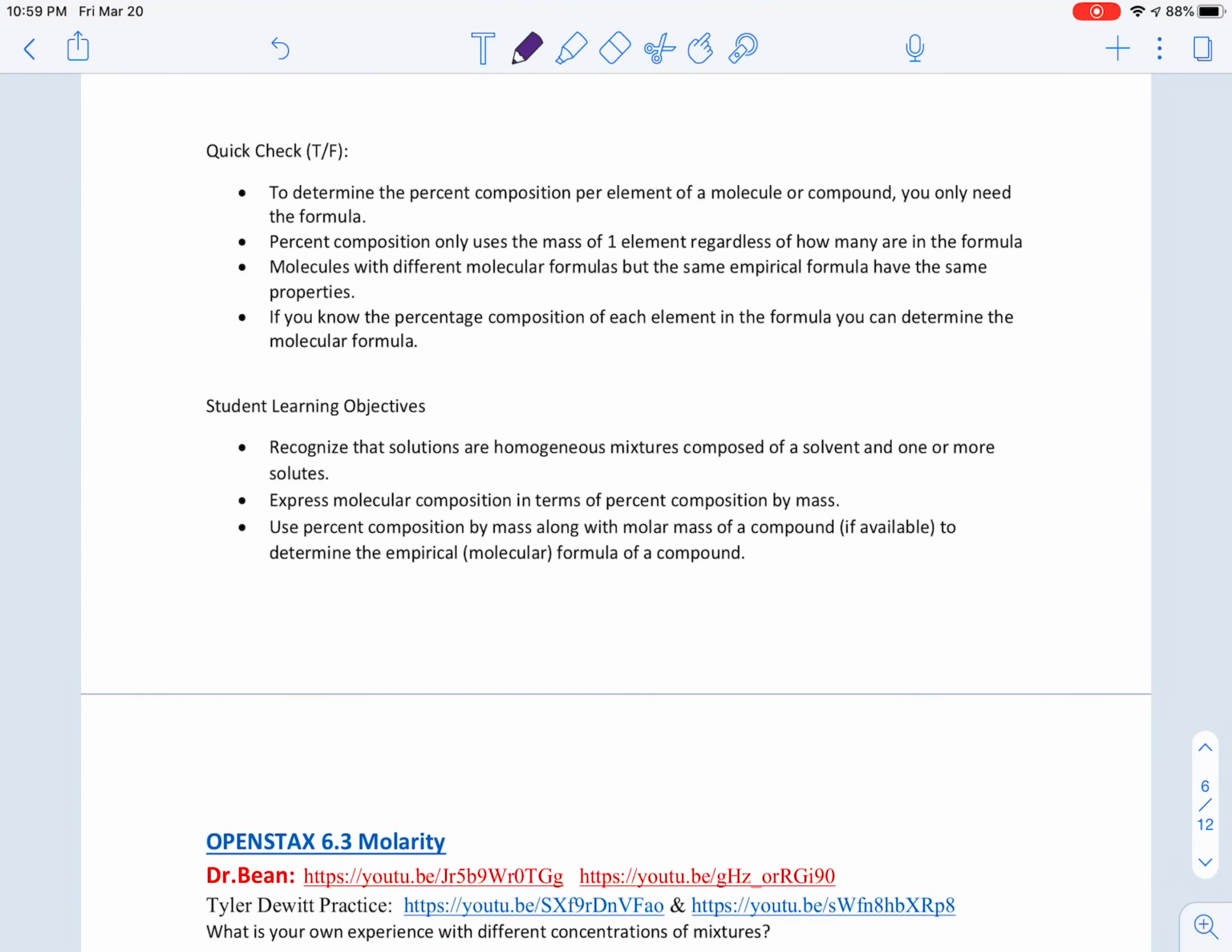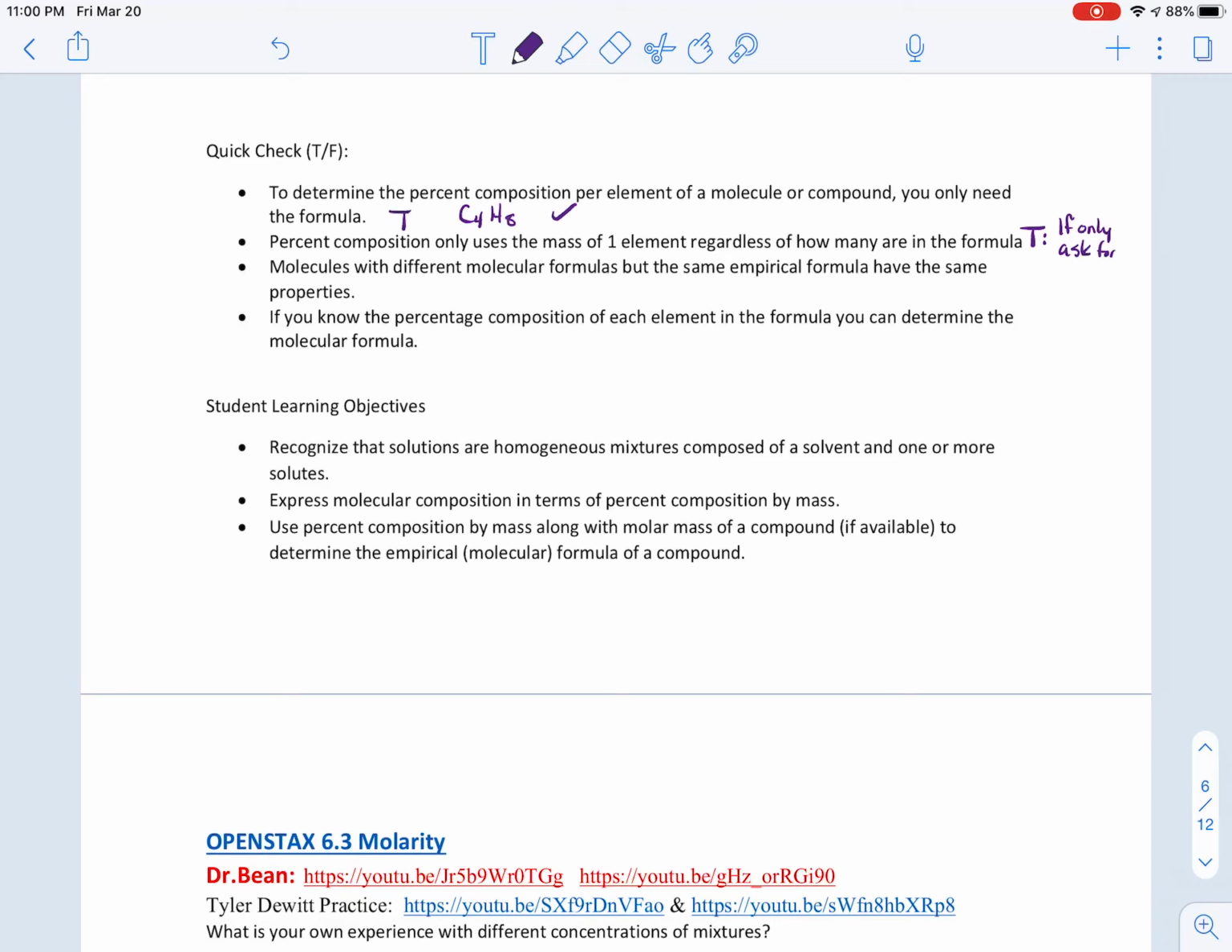Last little bit is in the review, just to check yourself: to determine the percent composition per element, you only need the formula. Percent composition was the first math we did. And that's totally true. You only need something like C4H8 to figure out that you need 4 times the mass of carbon over the full mass times 100%. So yeah, that's all you need. It's just the element. And the percent composition uses the mass of one element regardless of how many are in the formula.